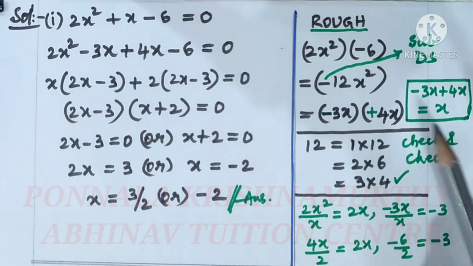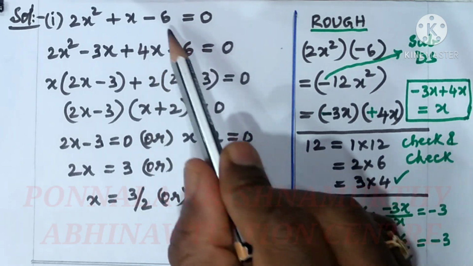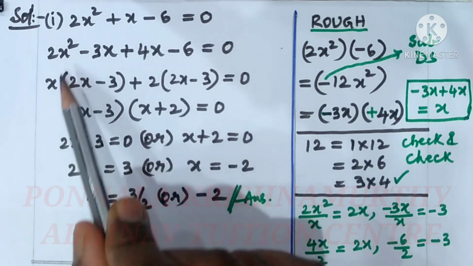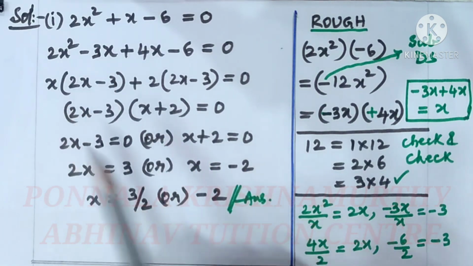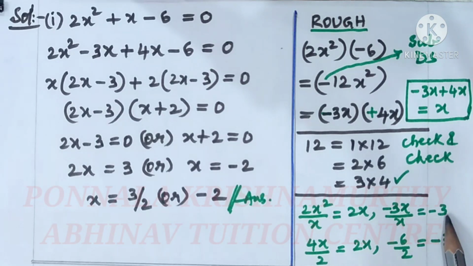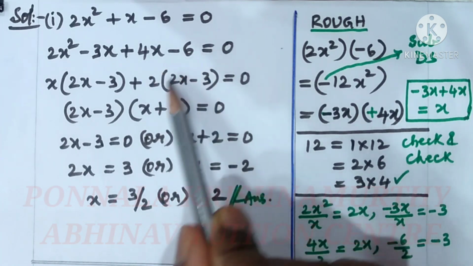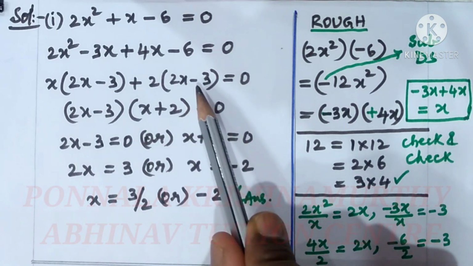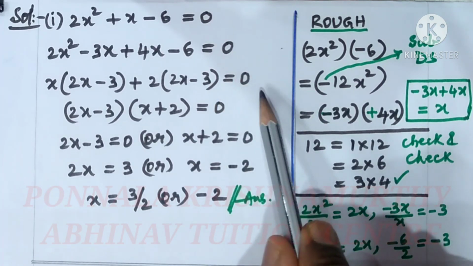Checked both. Now 2x square minus 3x plus 4x minus 6 is equal to 0. Now from these two, x is common. 2x square by x is 2x, so this 2x is here. And minus 3x by x is minus 3, so this minus 3 is here. And 4x and minus 6 are there. From these two, plus 2 is common. 4x by 2 is 2x, this is here. And minus 6 by 2 is minus 3. This minus 3 is here, equal to 0.